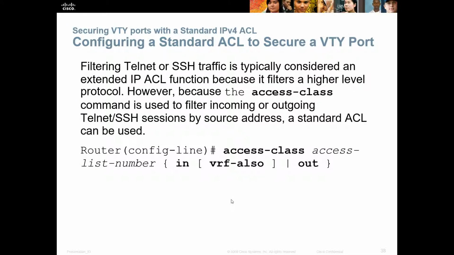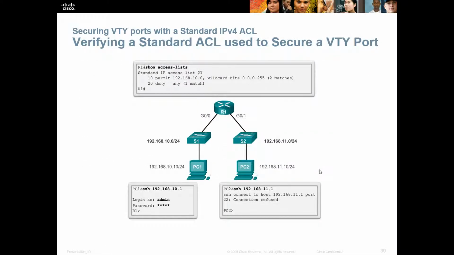So how do we configure an ACL to secure VTY ports? We could actually use access-class with an access list. We could do an input or an output. And that way we could have an ACL that would actually verify it or secure it.